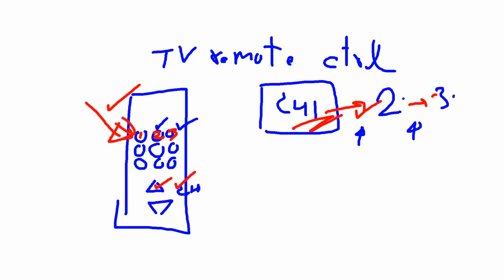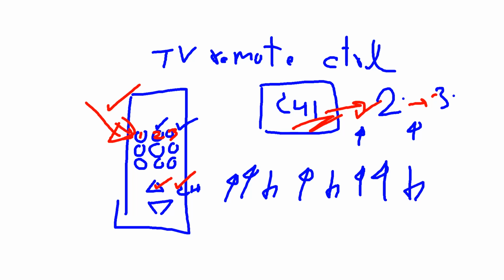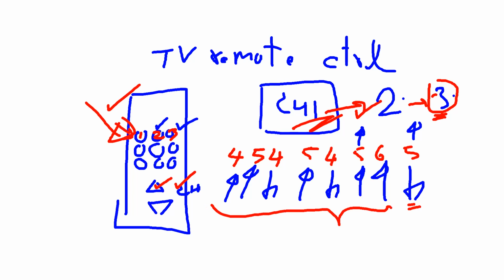And if I continue to key the input up, down, up, down, up, down, what is the result? If I continue from channel 3, it goes to 4, 5, down to 4, up to 5, down to 4, up to 5, up to 6, down to 5, right? So you know the result only if you know the sequence of input. So this kind of circuit is called sequential circuit because the output can depend on the sequence of the input.